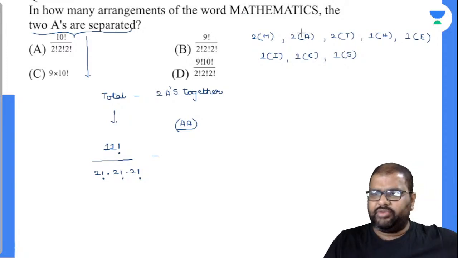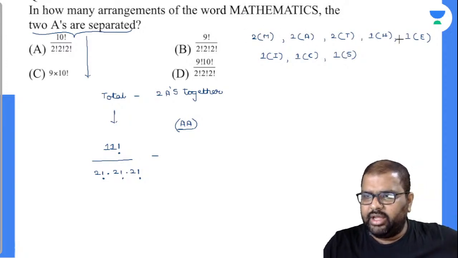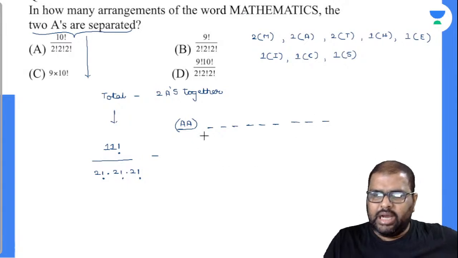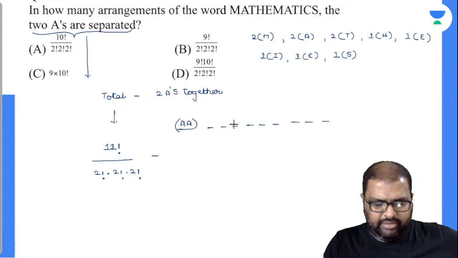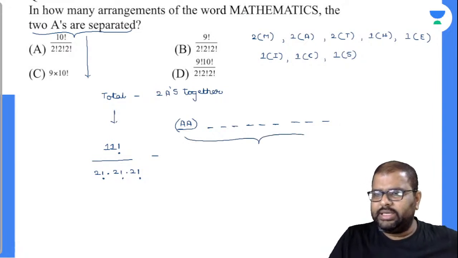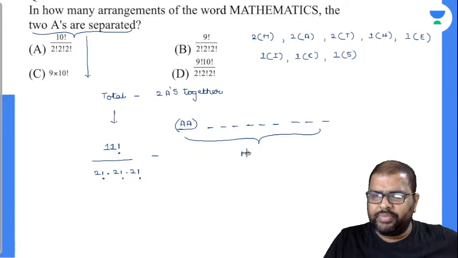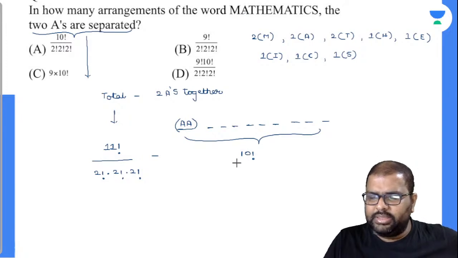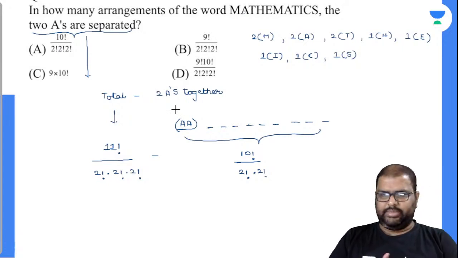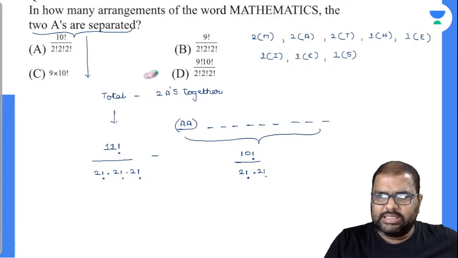How many blocks are left over? 9 blocks, 1, 2, 3, 4, 5, 6, 7, 8, 9. Along with the A block, there are 10 blocks. So these 10 blocks can be arranged in 10 factorial ways. In those 10 blocks, are there any duplicities? Yes, there are: 2M and 2T. Now coming to the A block, can you arrange this? No, AA or AA, both are the same. There is no need to arrange. So finally, is this your answer there?